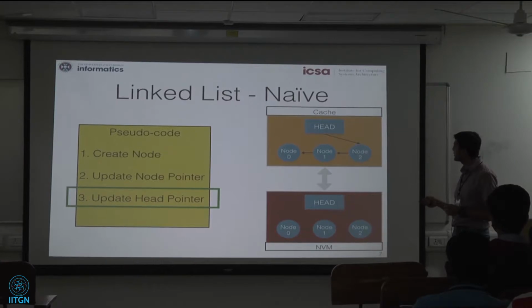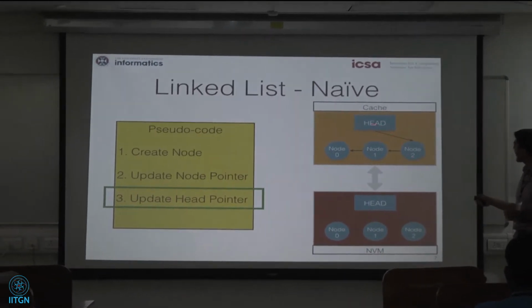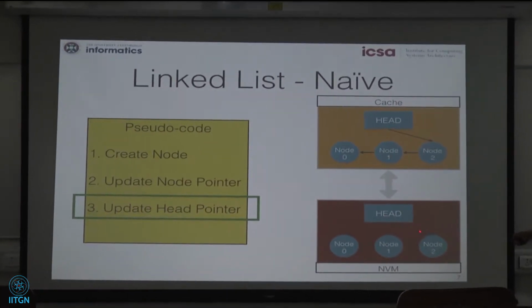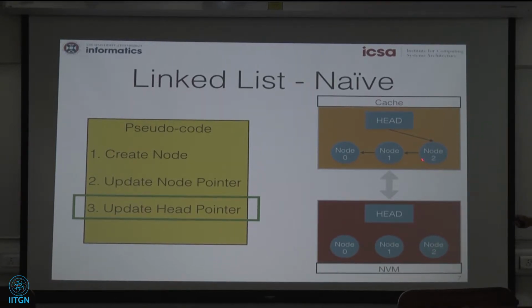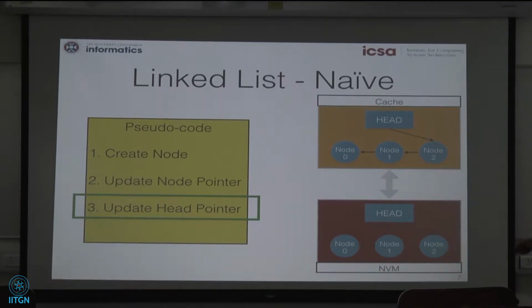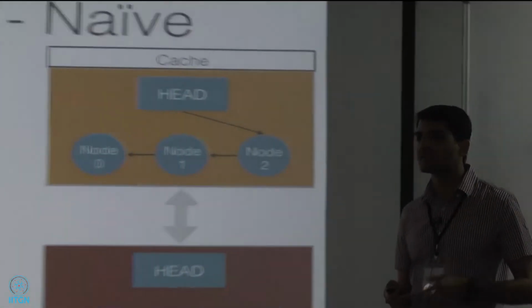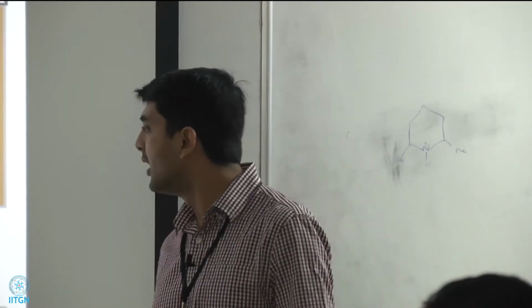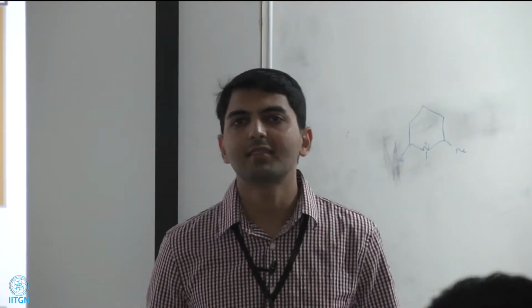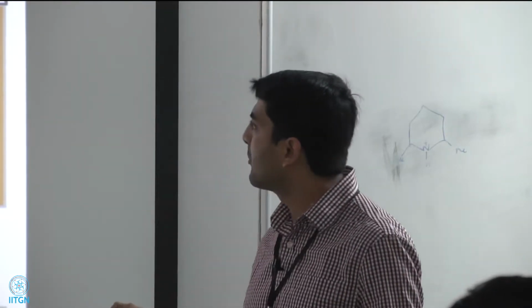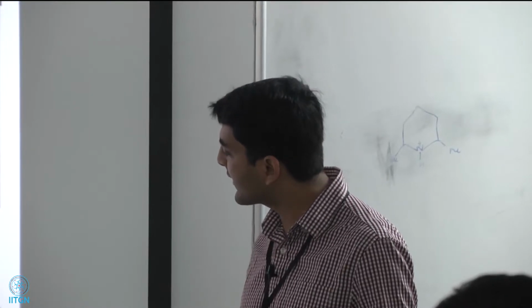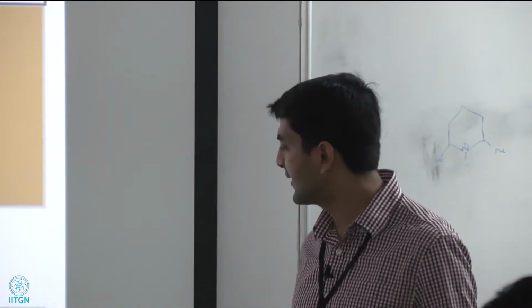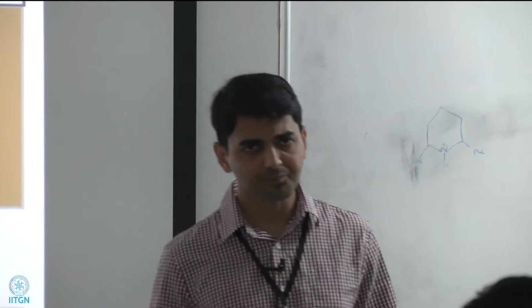Now, as you would have noticed, some of the updates that happened in the cache trickle down to NVM, but not all of them. So the update to node pointer has not reached NVM at this point of time. And this happens because the hardware can flush cache lines from the cache in any arbitrary order. So if my system were to crash at this point of time, if I were to, let's say, suddenly lose power, I would lose all the data in the cache, and the data that I have in my non-volatile memory is essentially inconsistent. It is not usable.